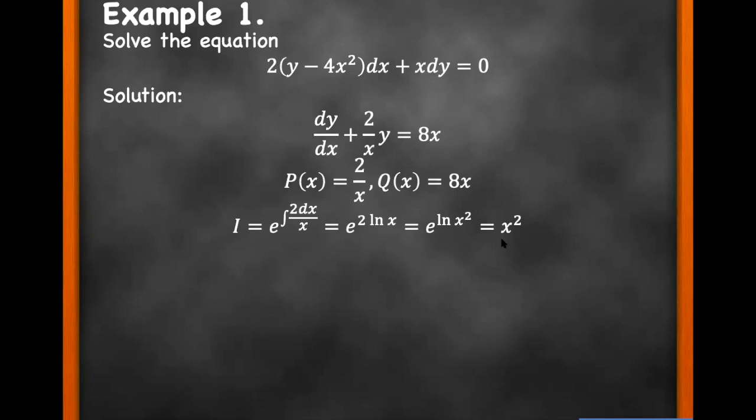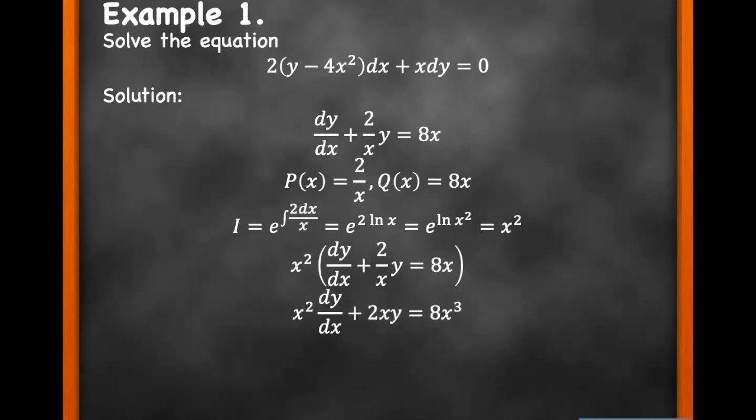So what's the next step? We now have the integrating factor. We then multiply this integrating factor to the standard form of the equation. So we have x squared times dy over dx. This is the standard form of the linear equation, so we multiply by the integrating factor. Okay, so we now have x squared dy over dx plus x squared times 2 over x times y.